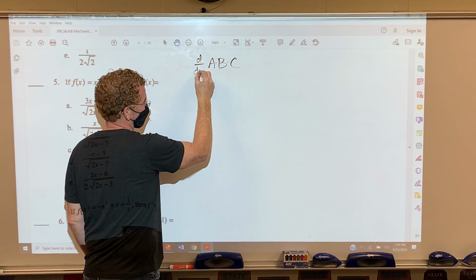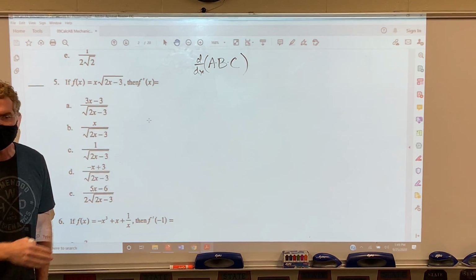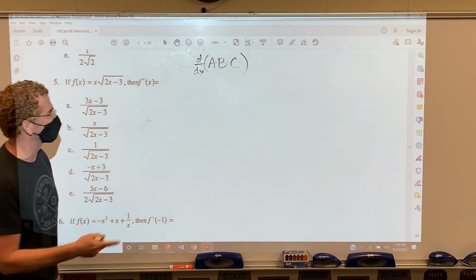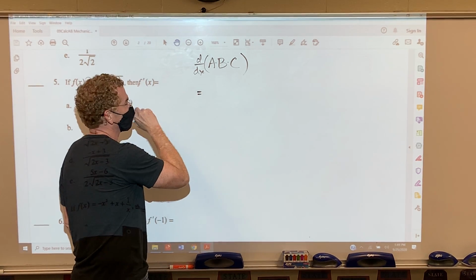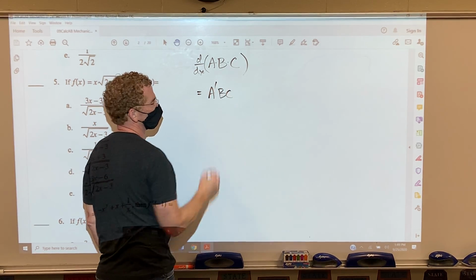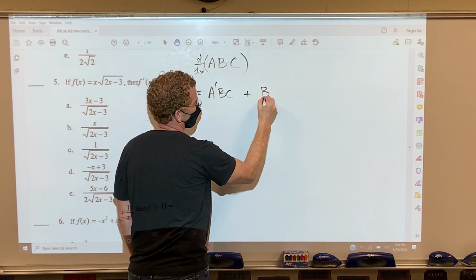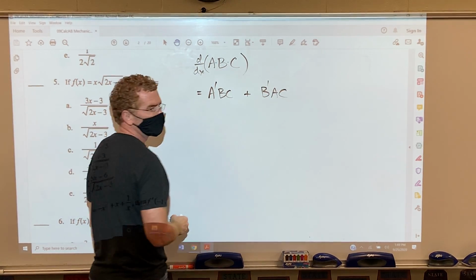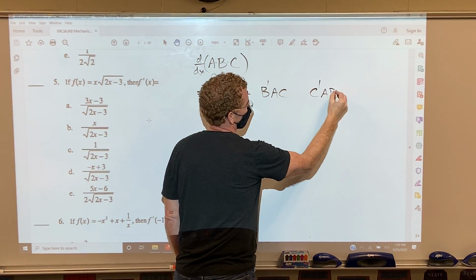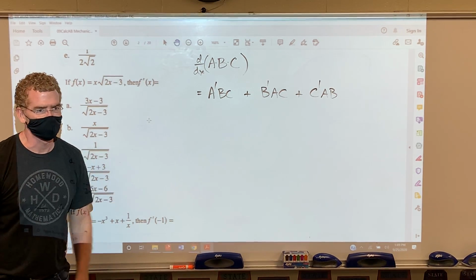If I want to take a derivative of a product, an ABC, or like an FGH, or any 3 things together, and you can't simplify it into 2 by multiplying something in, the order doesn't really matter, but take the derivative of one of them, copy the other 2 down. Then, take the derivative of a different one, copy the other 2 down. And then finally, take the derivative of the last one, copy the other 2 down. And then just add them together. And that's true no matter how many you have.